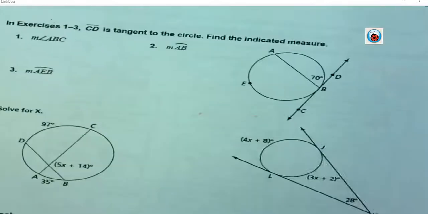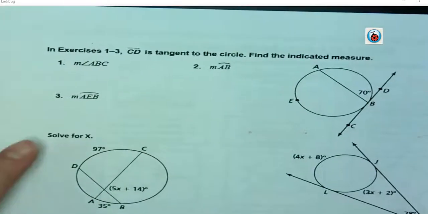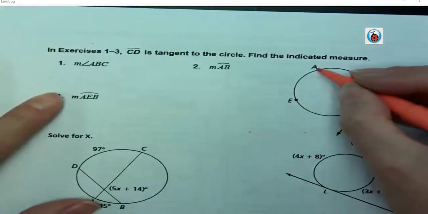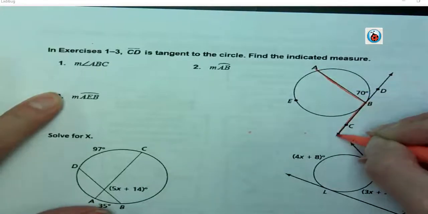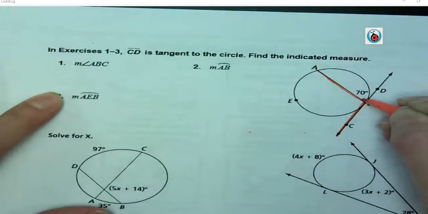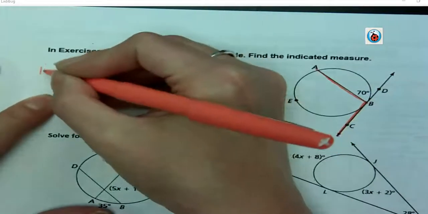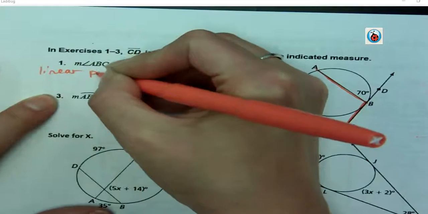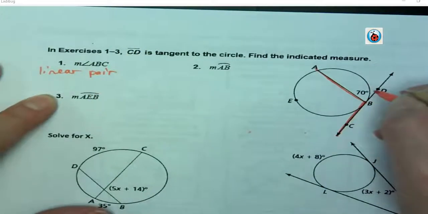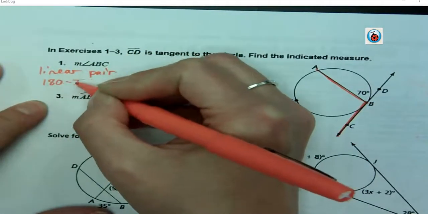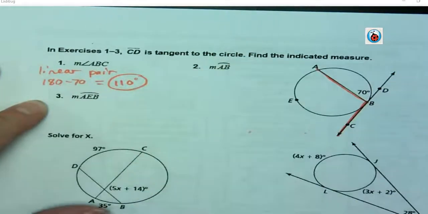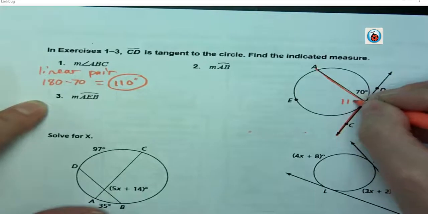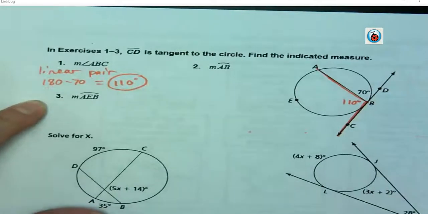Alright, so on this page, we're just finding some arcs. So, angle ABC. I look at the information that they give me, which is that this side is 70. And so this is a linear pair with the 70 that's already there. So I just do 180 minus 70 to get 110. So now I know this is 110 degrees. Next, it asks me to find an arc, AB.